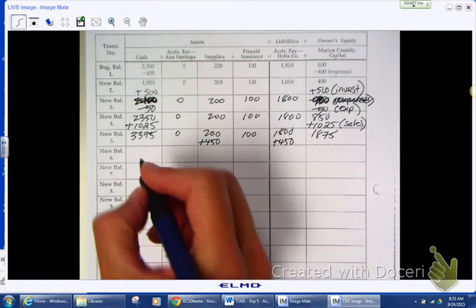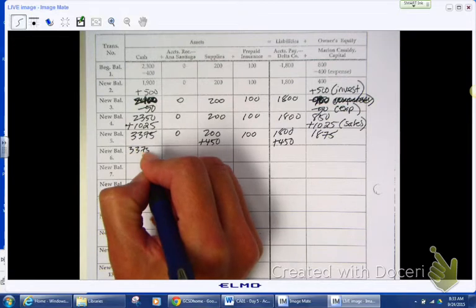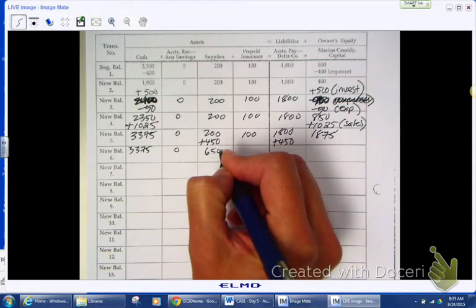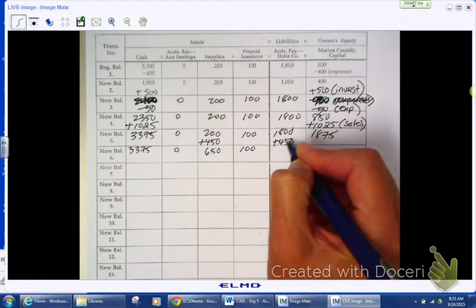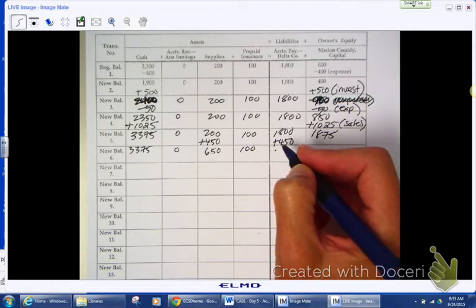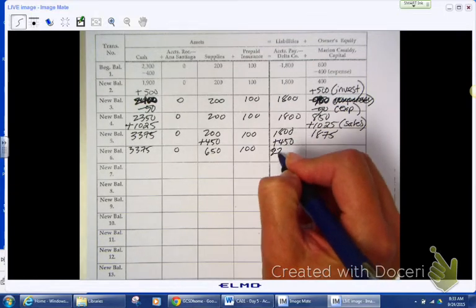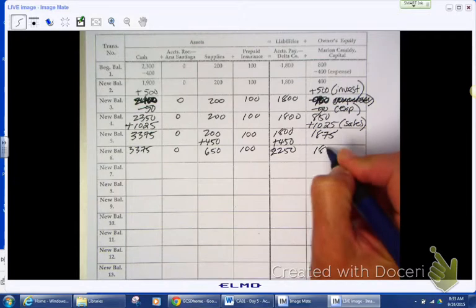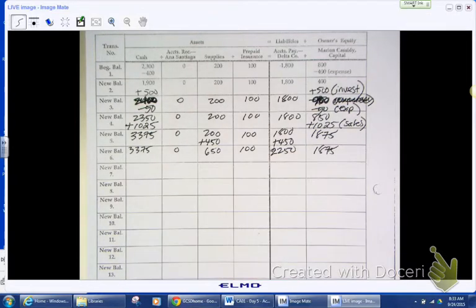And then we bring our balances down, 3375, 0, 650, 100, what is that, 2250, yeah, 1875. Thank you, I always appreciate the assistance.